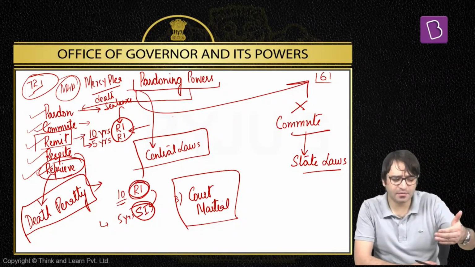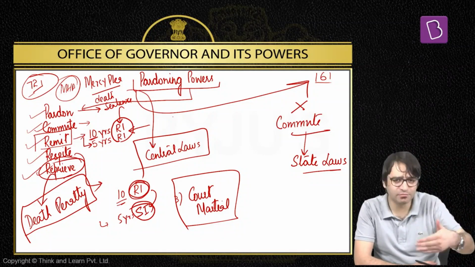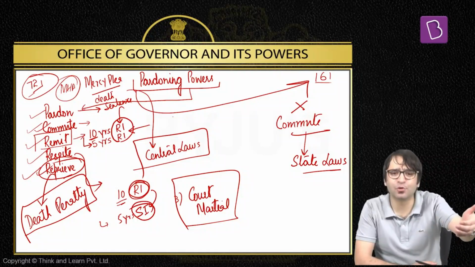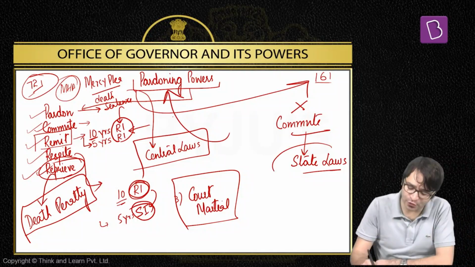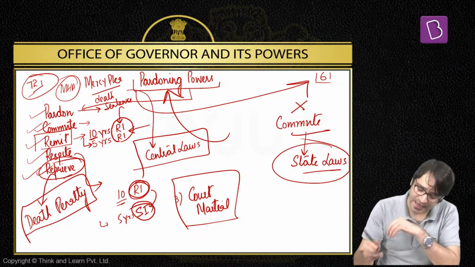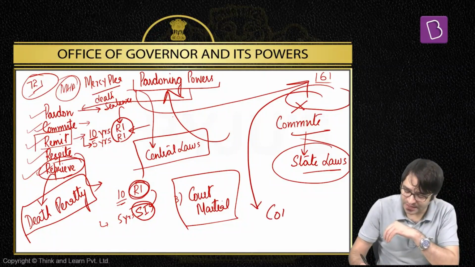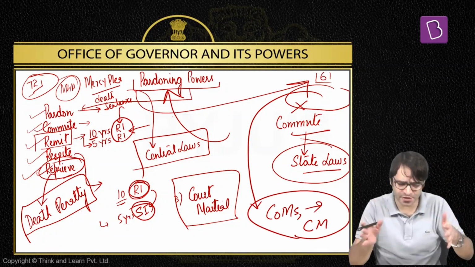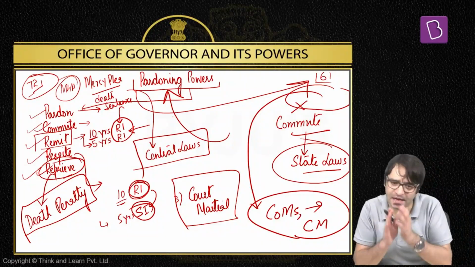For example, an army man has committed a crime for which he was sentenced to life imprisonment by a court martial. He can still approach the president, and the president can use his pardoning powers. But the governor cannot do that. The governor does not have the power to pardon in proceedings under the court martial. And the governor also uses all these powers on the advice of the Council of Ministers headed by the Chief Minister. That's the difference between the pardoning power of the president and that of the governor.